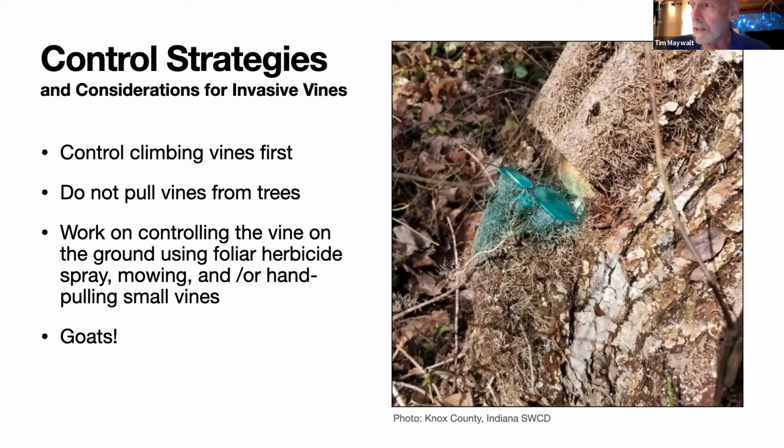When you cut a vine, you don't want to try to pull it off the tree. First, it's likely to strip the bark. If you do get it off, it's likely to break and come down on you.